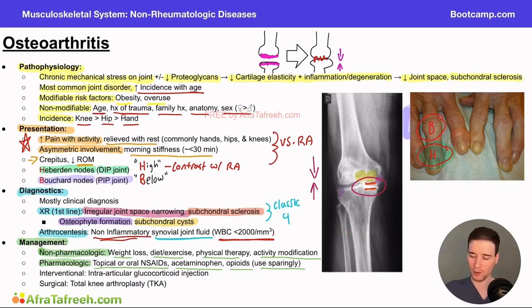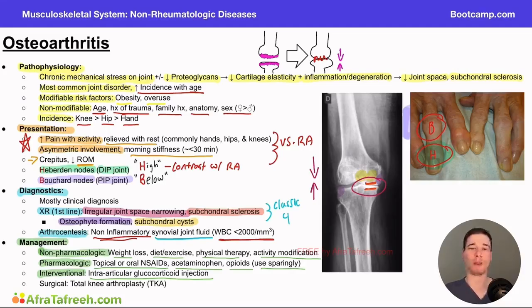Now, if we're thinking about interventional things, we're thinking about most commonly our intra-articular glucocorticoid injection. This is a steroid injection that can help with inflammation and help relieve some of the patient's symptoms for a period of time. There are also some other things out there like hyaluronic acid injections, PRP, etc., etc. So there are a lot of things we can inject into the joint to try and improve the patient's symptoms overall.